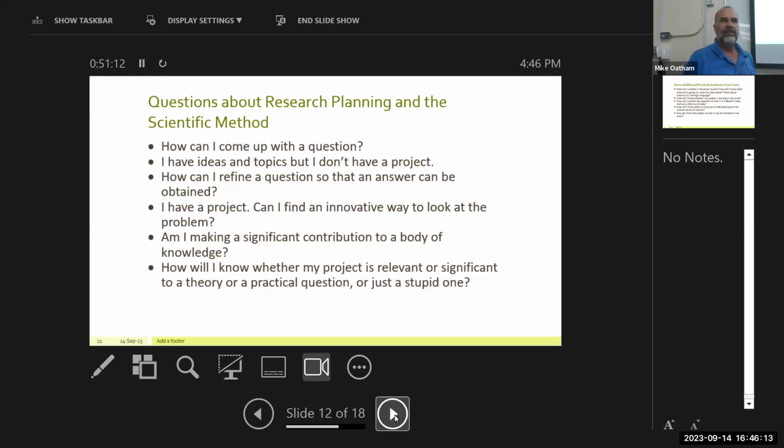That's a good question. If you can look at the literature and not find the answer to the question that you want to ask, then you're making a significant contribution to a body of knowledge, okay? Even if it's repeating an experiment which has been done somewhere else here in Trinidad, it is still contributing to knowledge, okay?